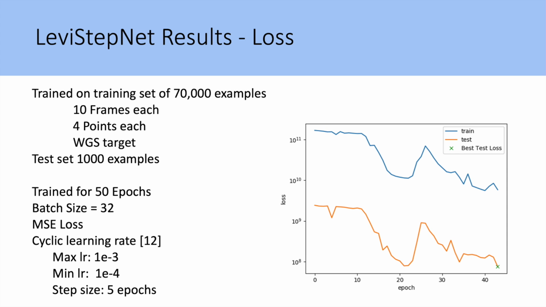In training, the network was trained using a mean square error loss comparing the pressure of the points of interest with that generated by WGS over 200 iterations. It was trained for 50 epochs with a batch size of 32 examples, and a cyclic learning rate was used to avoid any issues from too large or small learning rates.